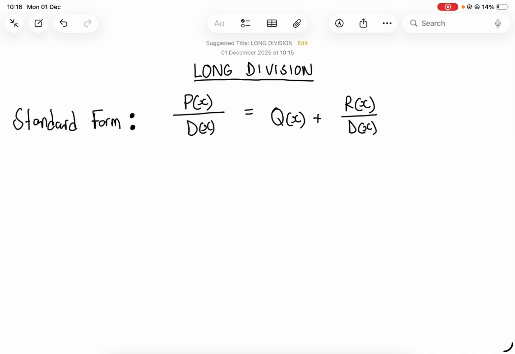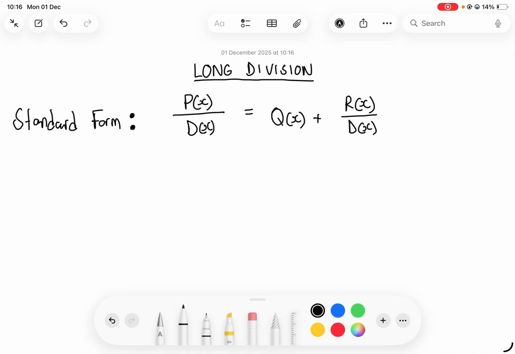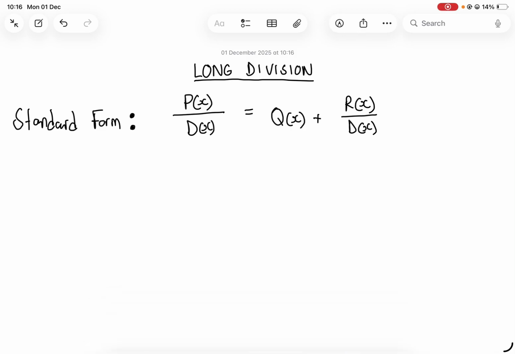So what's all this p of x, d of x, q of x? Okay, so p of x is your numerator, then d of x is your denominator or divisor. It's one and the same thing. Then q of x is your, I'd like to call it your solution. Then your r of x is your remainder.